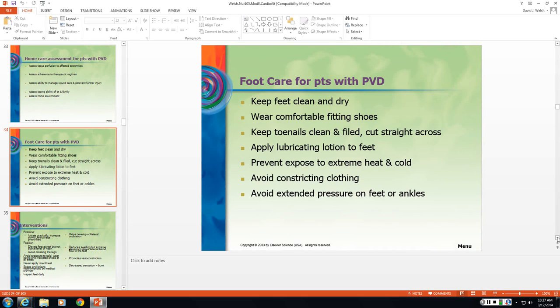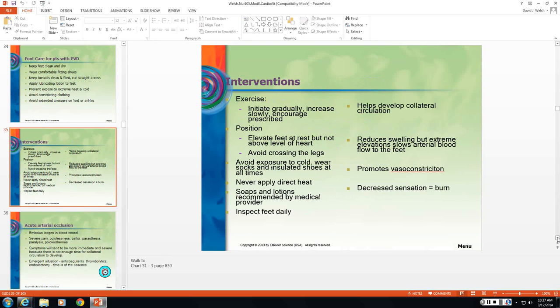You want to avoid any kind of constricting clothing. You don't want to cut off any circulation more than it already is, and you're going to avoid any kind of extended pressure on the feet or ankles. So interventions, you want them to exercise gradually, increase slowly, and encourage it as prescribed. This is going to help you develop their collateral circulation.